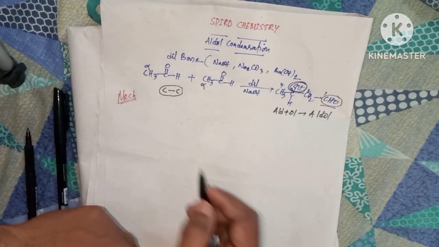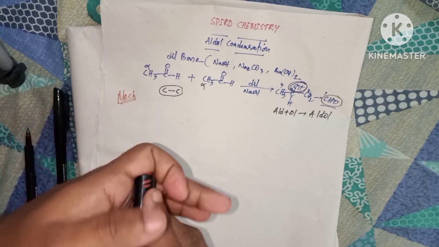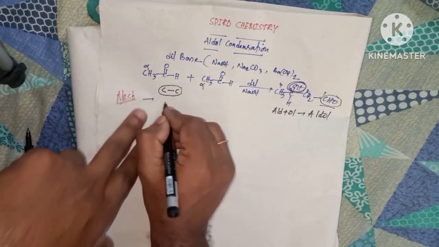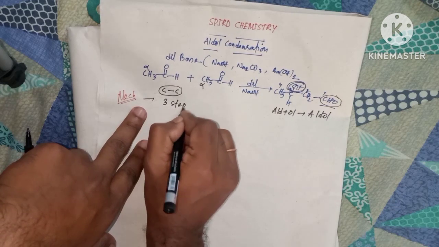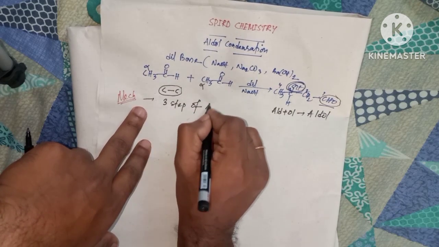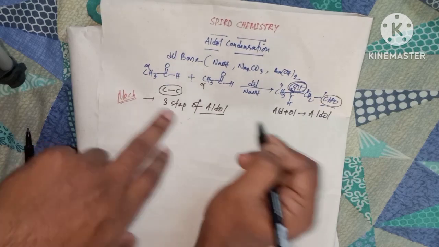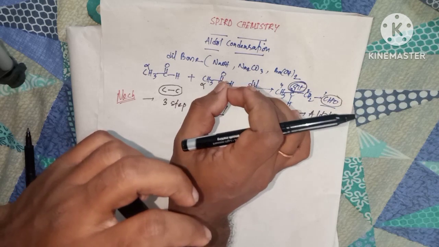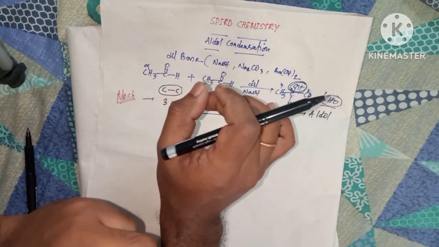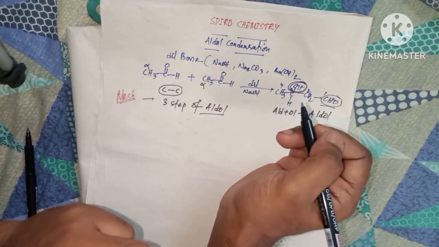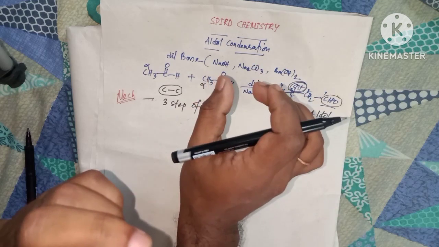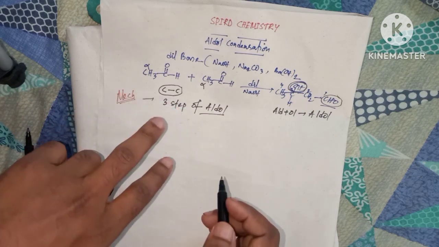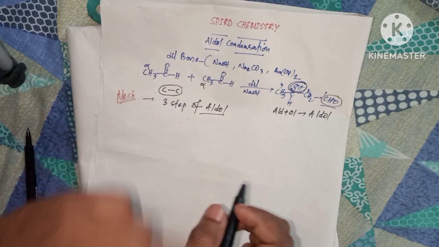What is the mechanism? There is a three-step mechanism. Aldol condensation is a three-step mechanism. There is a question, why do we call this a condensation reaction? We will discuss the condensation reaction after a few minutes. Now we discuss the three-step aldol condensation mechanism.